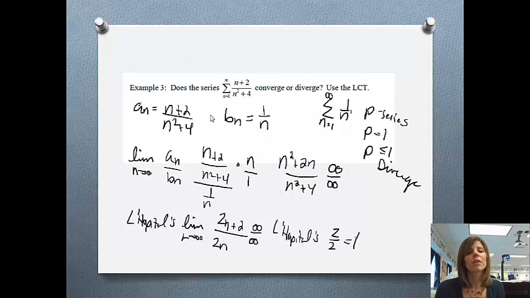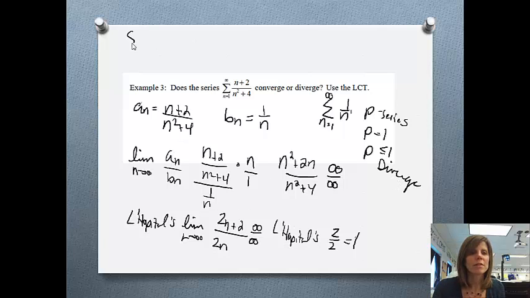So then I look at those rules that we had on the previous slide, and I notice that I got some number that's bigger than 0. So it says if the limit as n approaches infinity of a sub n over b sub n equals some number bigger than 0, then they either both converge or they both diverge. I really like it when it comes up to be that one. So since this one, the one that we compared it to, diverged, then a sub n will also diverge.